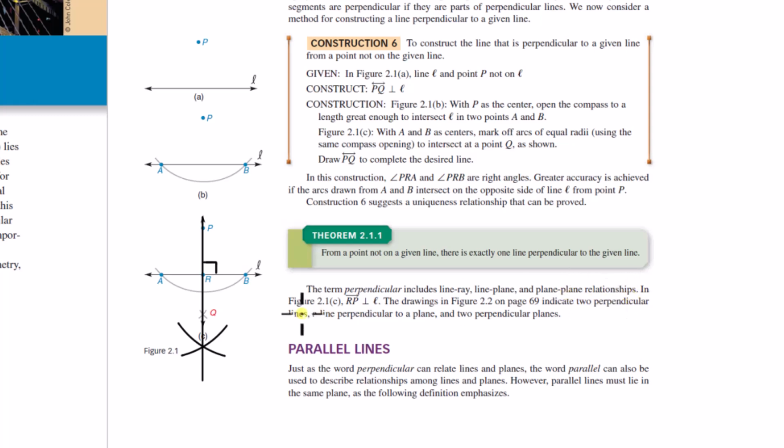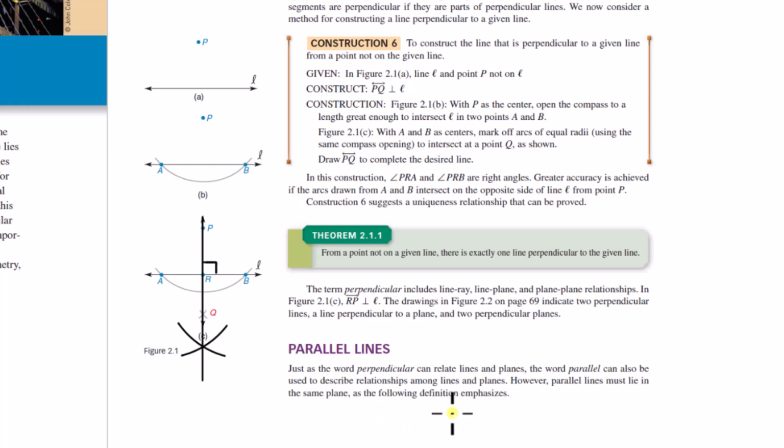Okay, in Figure 2.1c, ray RP is perpendicular to line L. The drawings in Figure 2.2 on page 69 indicate two perpendicular lines, a line perpendicular to a plane, and two perpendicular planes. So we'll take a look at that in a second. Let's read what it says here. Parallel lines: just as the word perpendicular can relate lines and planes, the word parallel can also be used to describe relationships among lines and planes. However, parallel lines must lie in the same plane, as the following definition emphasizes.